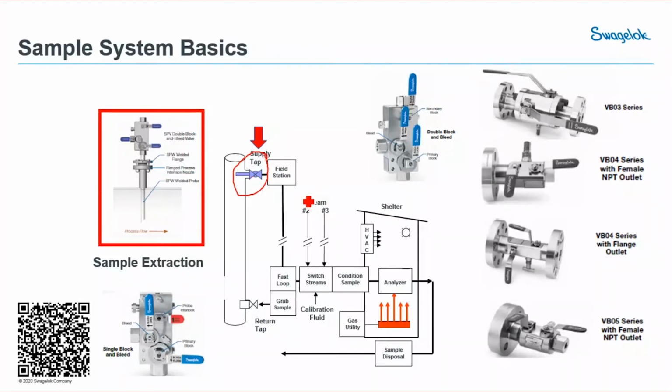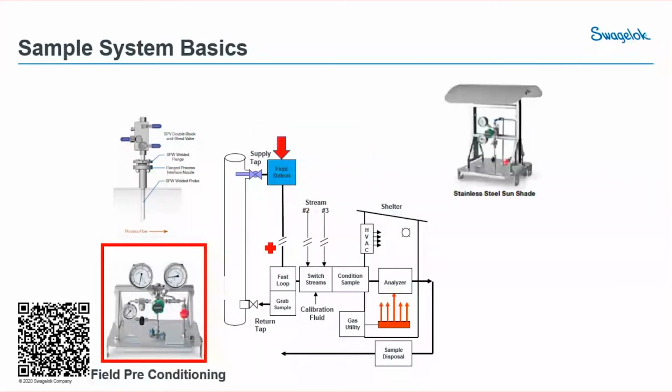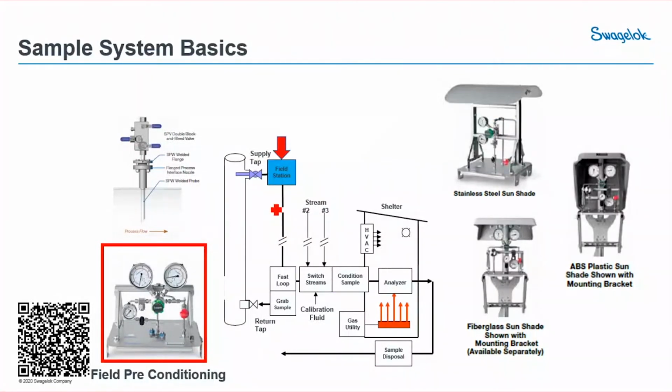The second component of a sample system typically is what we call a field station. Some do refer to that as a field preconditioning system. But in this example here, you could see it's just a regulator to step the pressure down. Normally, you would see this in gas systems, but not really in liquid. But this is part of the sampling system. And normally, this is remotely at where you tap the point at site.